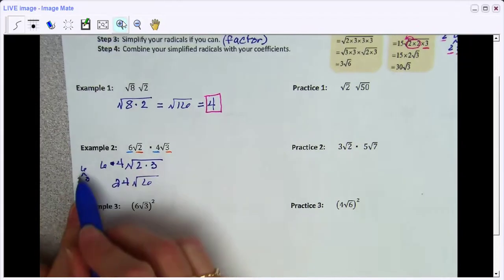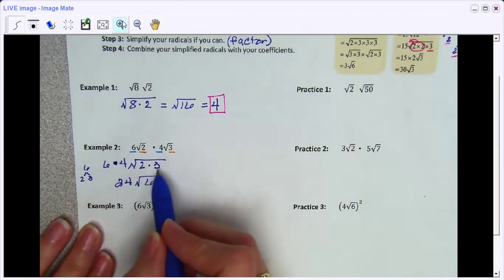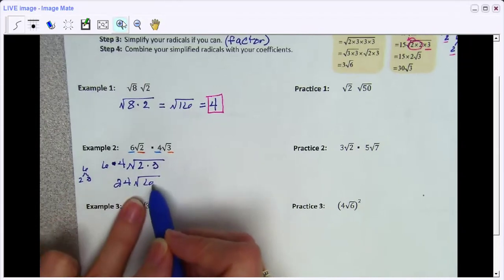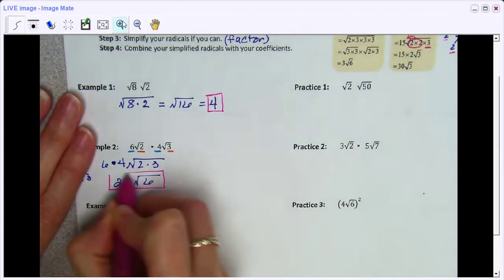Even inside here, you don't really need to use the factor tree if you have this. There's no 2's to pair with 2's. There's no 3 to pair with 3. So this is the factored out form here: 24 times the square root of 6.